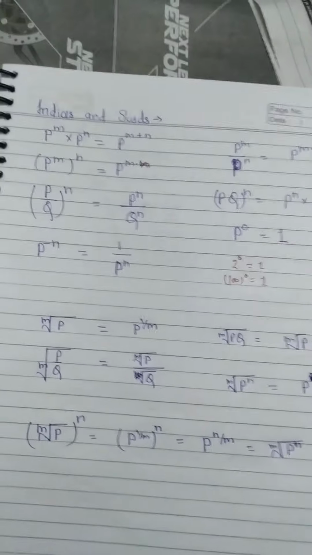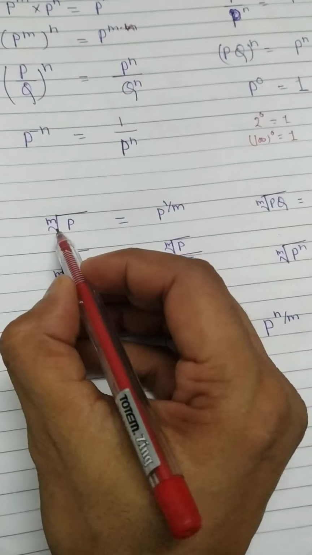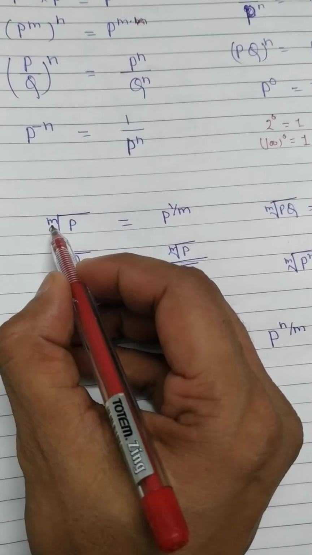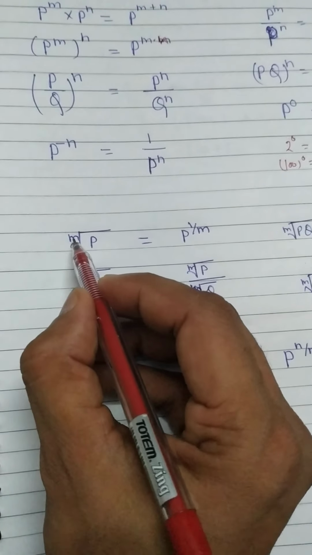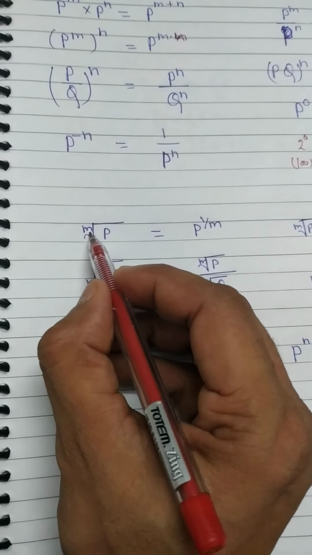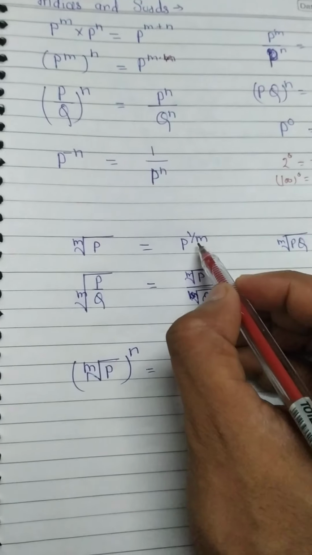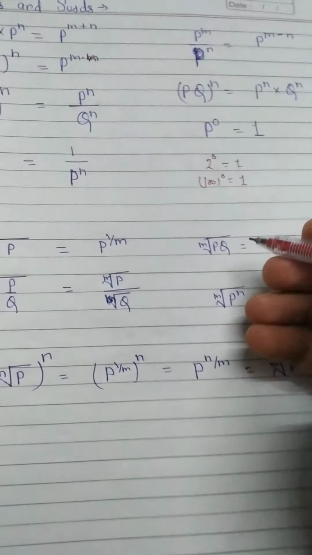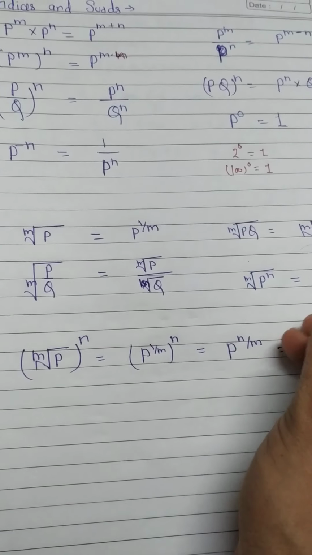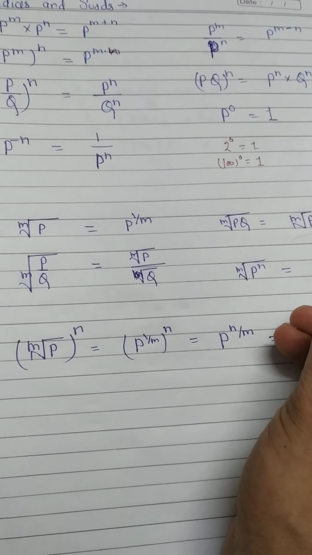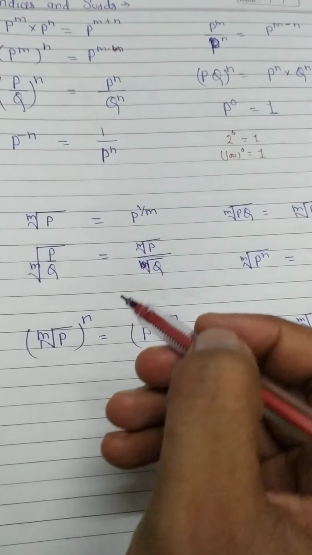As you know, if the power is not written, then for square roots it means the power is 1 by 2. If something is written under root, just divide the power by 2. Similarly, the same way follows for square roots. This is the power rule, and this is square roots.